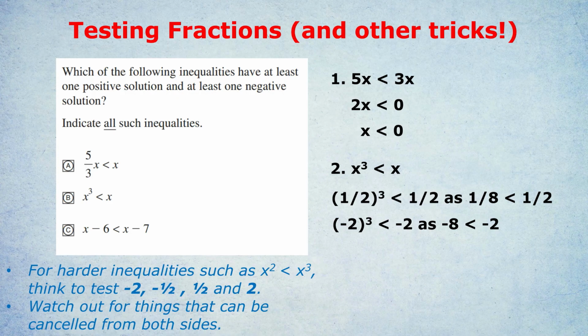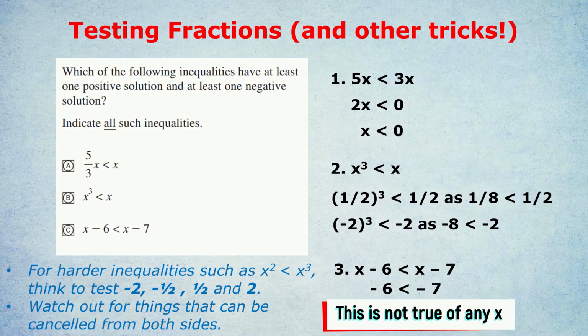What about option C? That would also freak out quite a lot of people. It's just kind of sitting there staring at you like, what do we even do? And that's why I've written down below, watch out for things that can be cancelled from both sides. Even my smartest students sometimes don't notice that some things just disappear from both sides. If we take away x from both sides, we're simply left with -6 is less than -7. The x's disappear. But the lesson learned from that final option is that sometimes some things just disappear from both sides of the inequality.